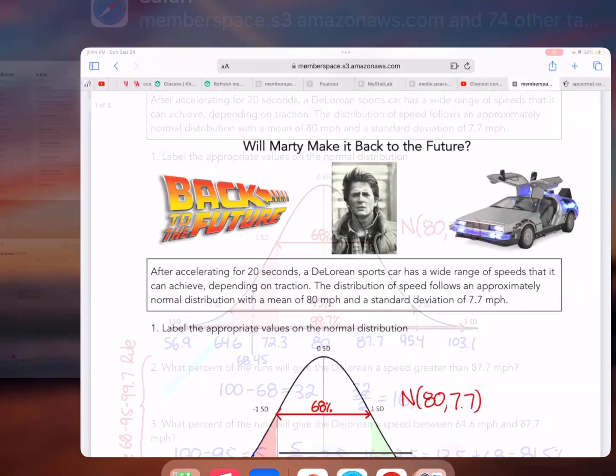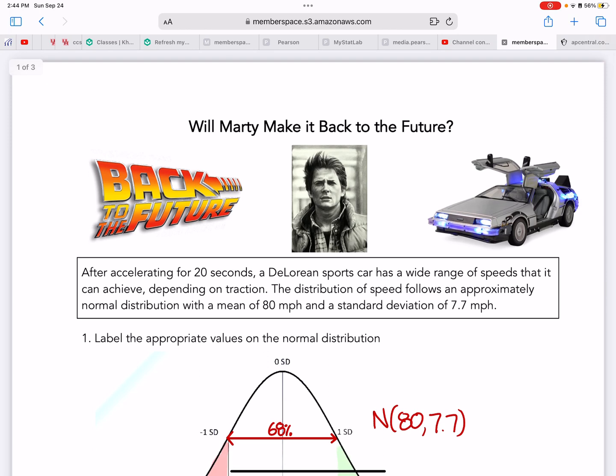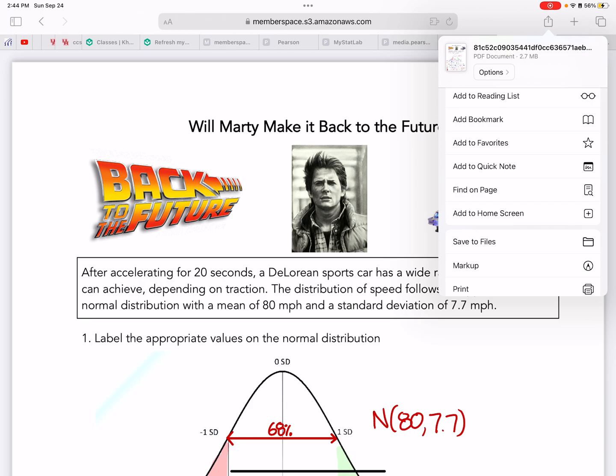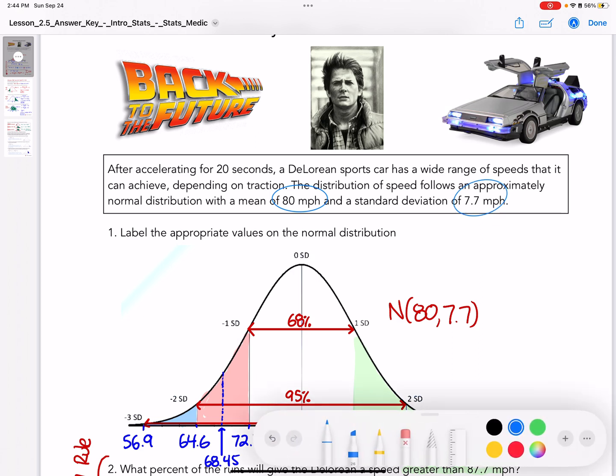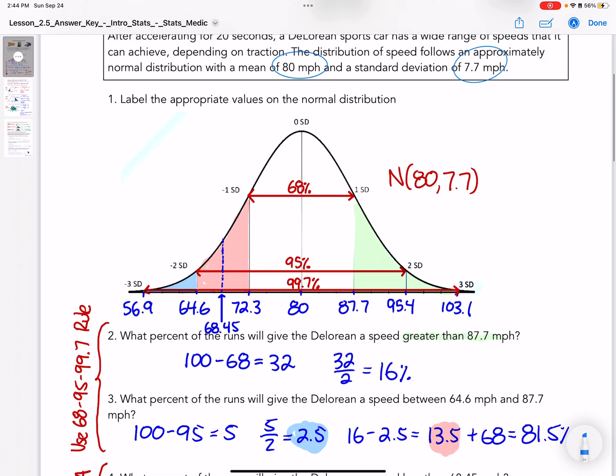All right, please turn to your lesson, and you'll see the first thing we did in the last lesson is learn how to label a normal model. So we're going to start with the same thing. We're going to label this normal model here. We have a mean of 80 and a standard deviation of 7.7. The way we go about doing that is labeling this 80 and then adding 7.7 to receive these values, subtracting 7.7 to receive these values. So these are 1, 2, and 3 standard deviations higher and lower than the mean.